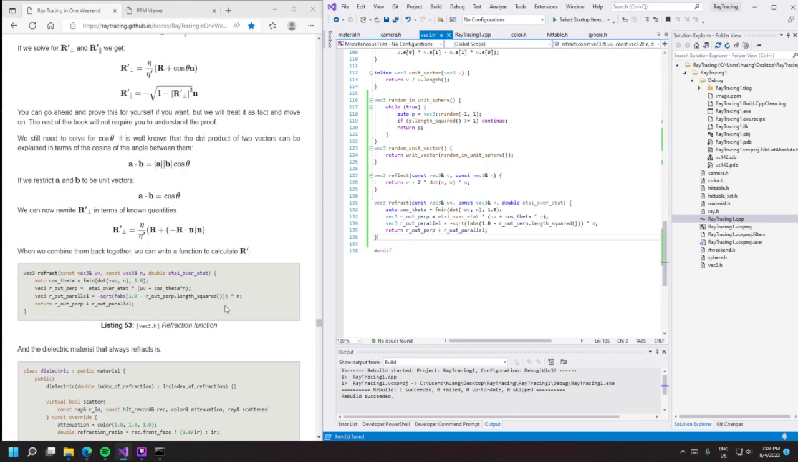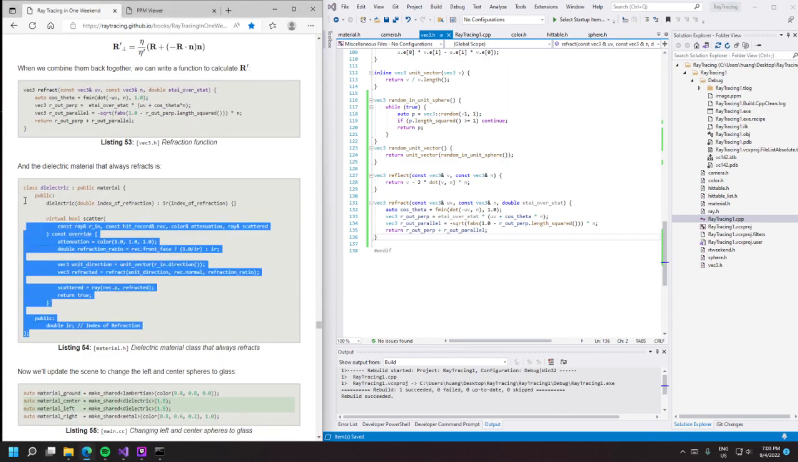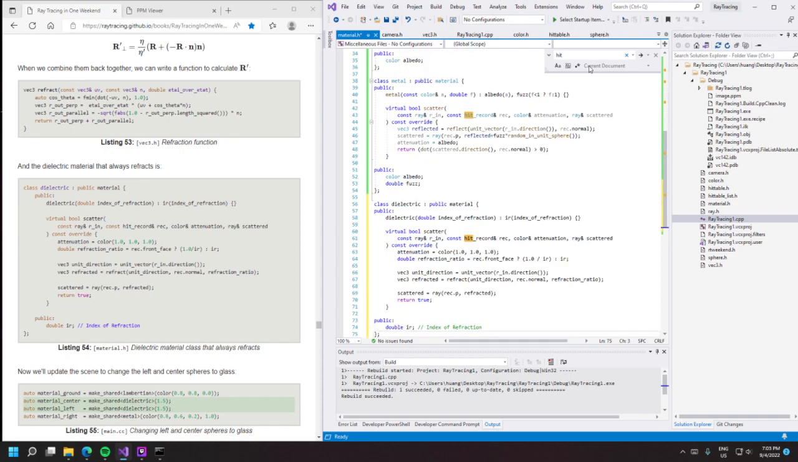Okay, refract. And the dielectric material that always refracts is this. This part also, let's do it first and then understand. Okay, so we have this material that has the index of refraction. And the scatter we re-implemented. Attenuation is 1, 1, 1. Okay.